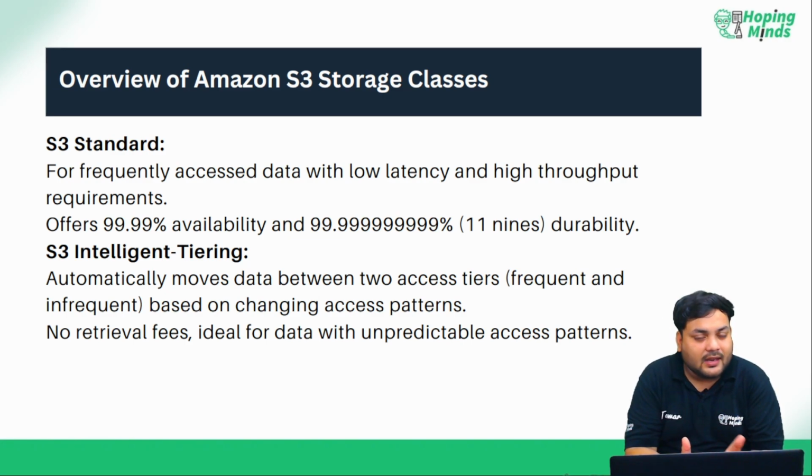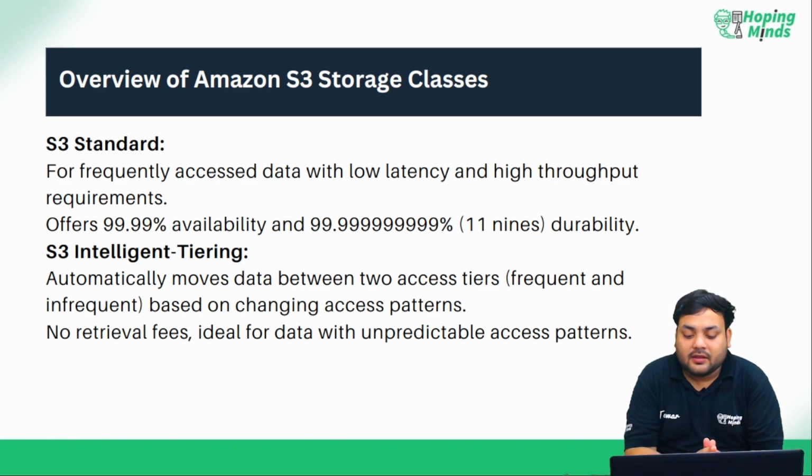S3 Standard is for frequently accessed data with low latency and high throughput requirements, and it offers 99.99% availability. We are talking about the standard S3, which works in a very fast manner. The second one we have is S3 Intelligent-Tiering, which automatically moves data between two access tiers.